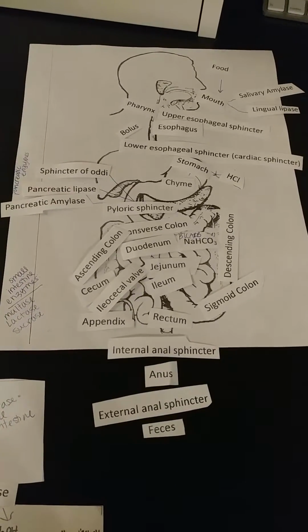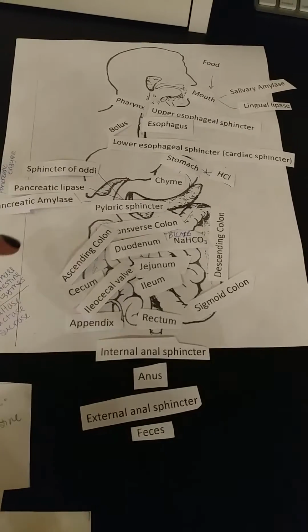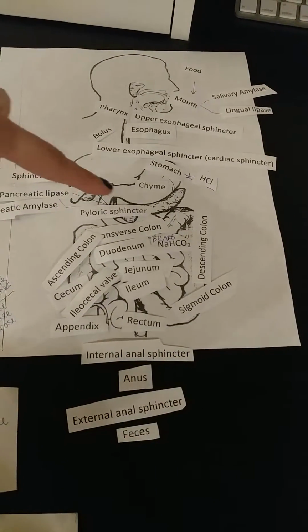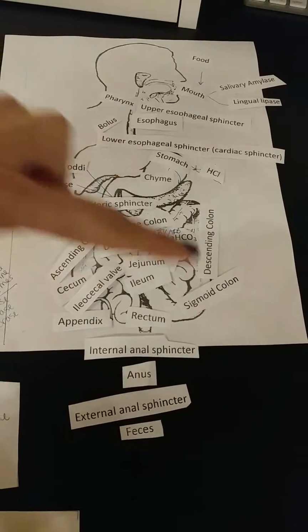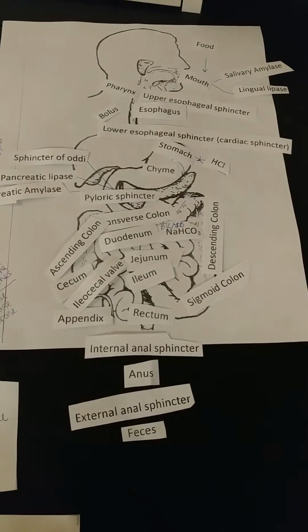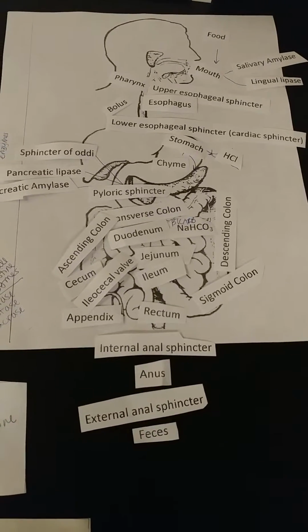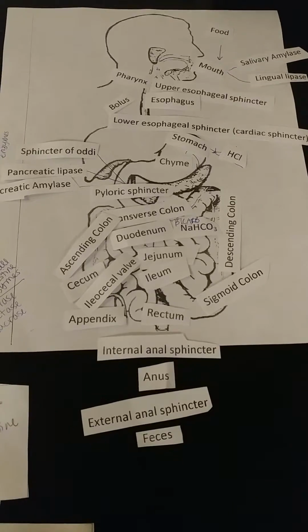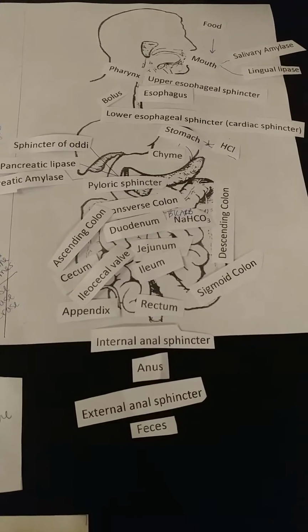So the order of the large intestine is the ascending colon, the transverse colon, the descending colon, the sigmoid colon, which enters into the rectum, then into the anus via the internal anal sphincter, then goes through the external anal sphincter in order to form feces.